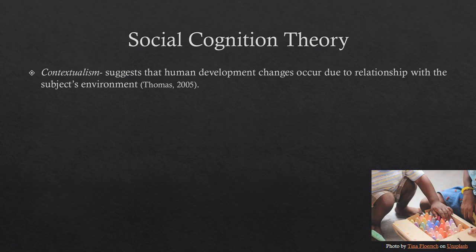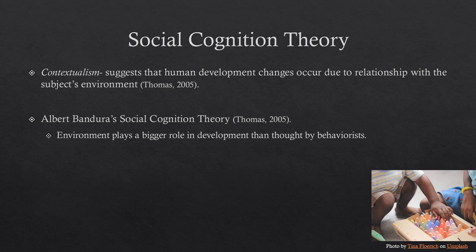The next theory we got into was social cognition theory, and that's based on the idea of contextualism, which suggests that human development changes occur primarily due to the relationship with the subject's environment. Albert Bandura was a very, very huge proponent of social cognition theory. He was one of the first to say that environment plays a really big role in development, which had been previously thought by behaviorists.